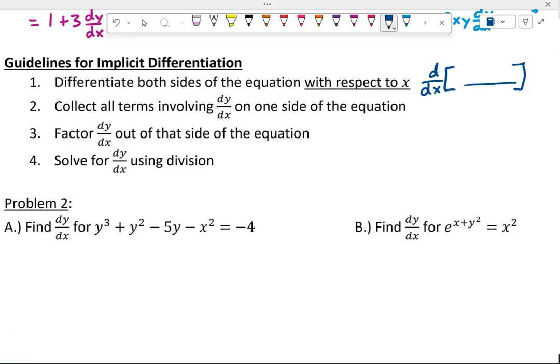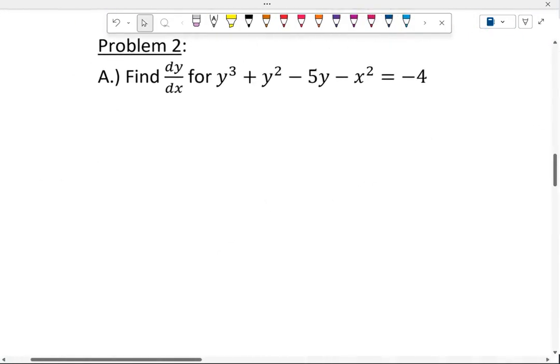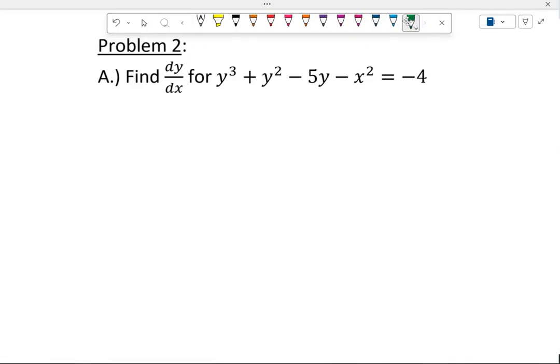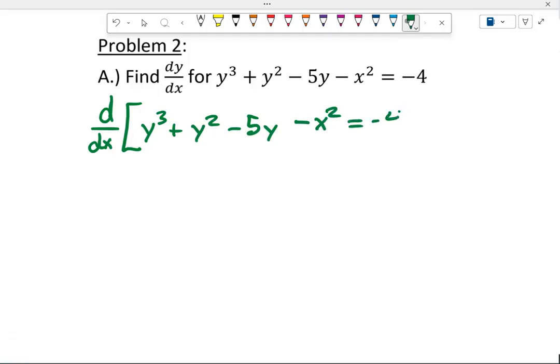Now, reading out those steps, probably you're like, I have no idea what that's talking about. That's fine. Let's practice on this problem. Hey, that's the problem we had up in problem 1. This is problem 1b. I said we couldn't do it yet. Now we can. So, let's do it. Step 1, differentiate both sides with respect to x. Please write this as d dx of, and then write your curve, y cubed plus y squared minus 5y minus x squared equals negative 4.